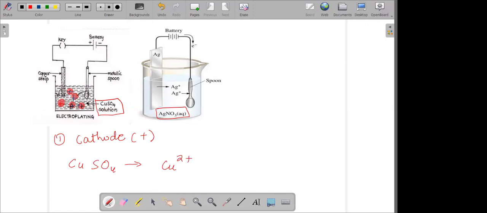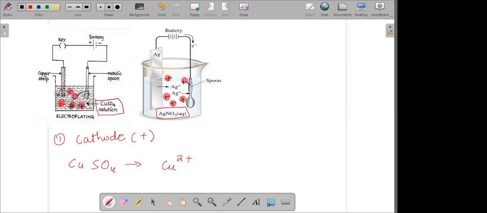In the second case, what happens for the silver? Here also you have silver ions present in the solution. As soon as one of the silver ions passes from the solution to the spoon, since the spoon is negative, it gets attracted towards the spoon and gets deposited here. As soon as it gets deposited, an ion from this silver metal dissolves into the solution.